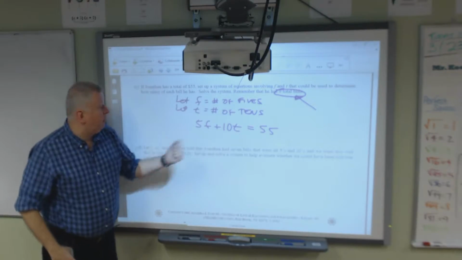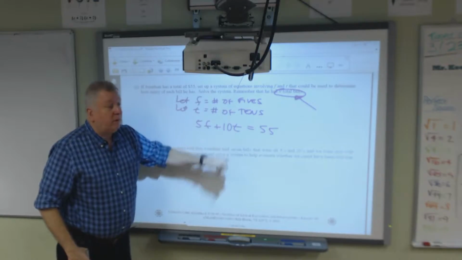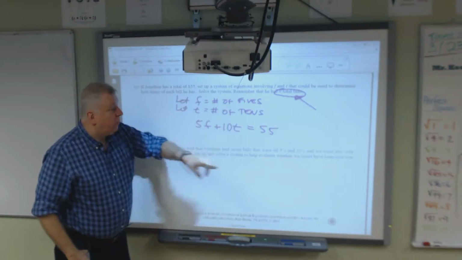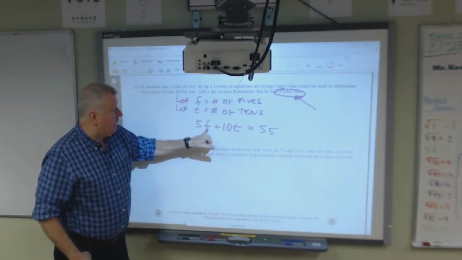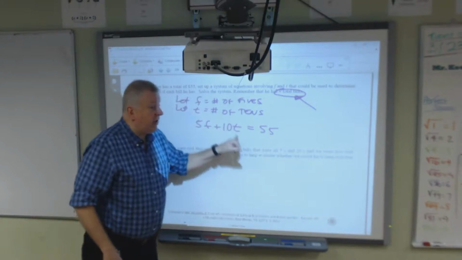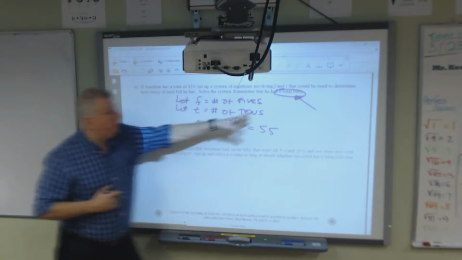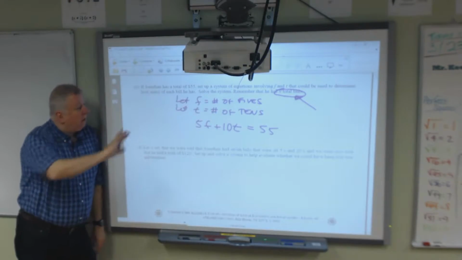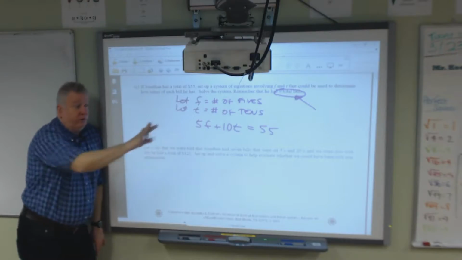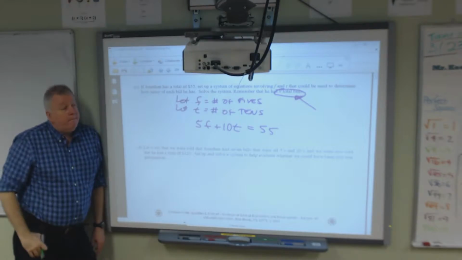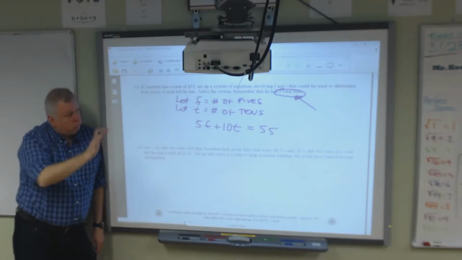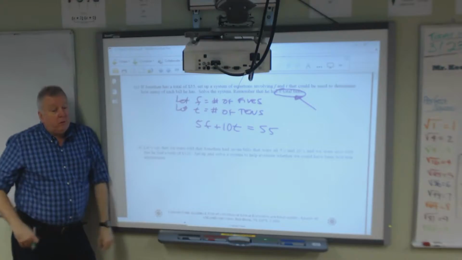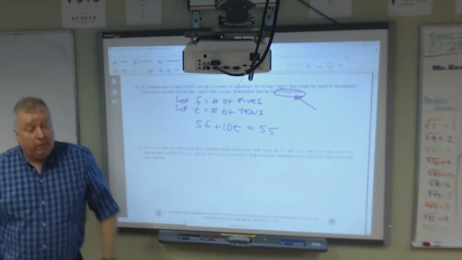So if F represents how many 5s he has, and T is how many 10s he has, how can I write an equation with that and with the 9? You gotta substitute. Not yet. We have to write another equation first. A system of equations is 2 equations with the variables.